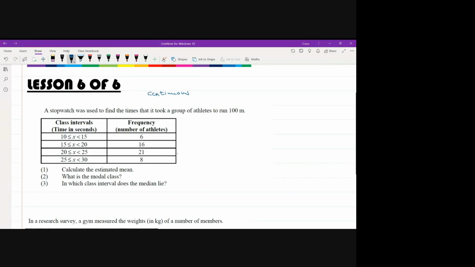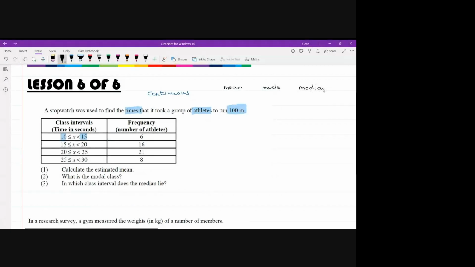All right, so let's think about this, guys. They've given us class intervals. They've told us that they're looking at a stopwatch that was used to find the times that it took a group of athletes to run the 100 meters. Now, over here, they've given us the frequency. The number of athletes that scored between 10 and 15 seconds is 6. Between 15 and 20 seconds is 16, 20 and 25 is 21, 25 and 30 is 38. Now, they're going to ask us to calculate the mean, the mode and the median.